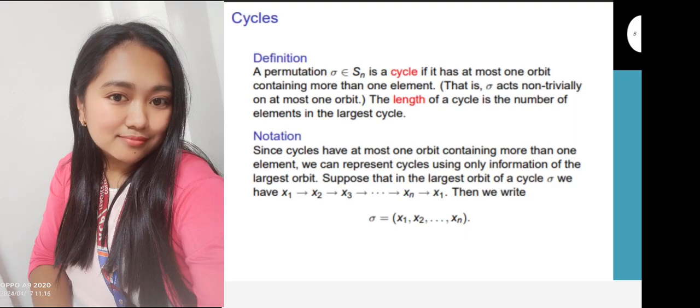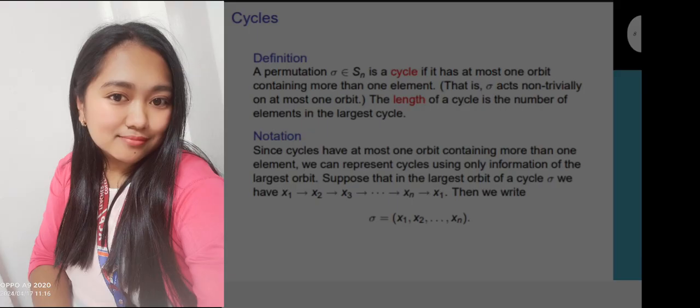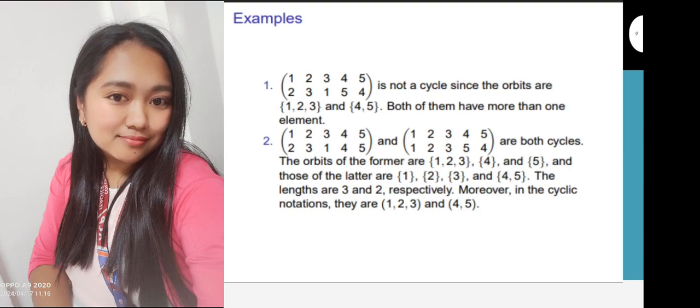So we have here the definitions. A cycle in a permutation has at most one orbit with multiple elements. The length of a cycle is the number of elements it contains. This notation helps in representing and analyzing permutations efficiently. So examples of cycles. Not all permutations are cycles. By examining the orbits, we determine whether a permutation is a cycle. This understanding aids in identifying the structure and behavior of permutations.